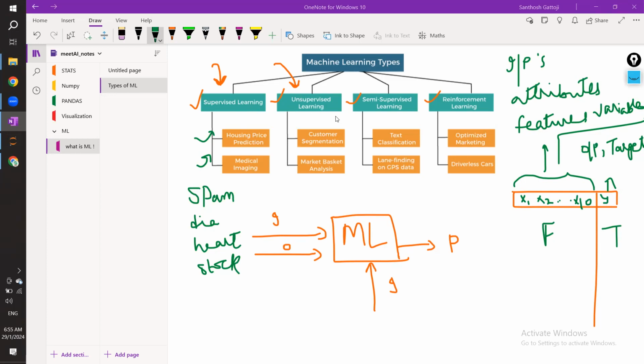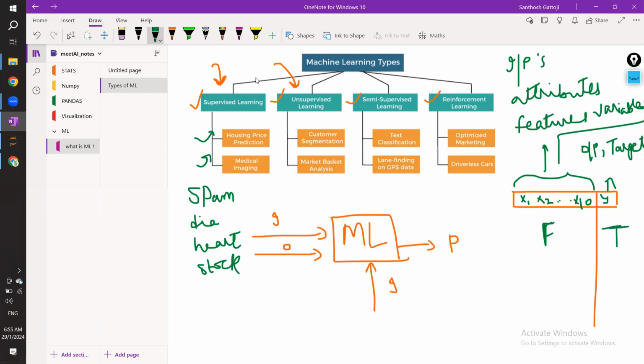Now coming to unsupervised. Here you will have only features, guys. Because in supervised machine learning we have a target variable, but in unsupervised learning we have only features. That means we don't have a target variable. Why we don't have a target variable, let's understand that first.